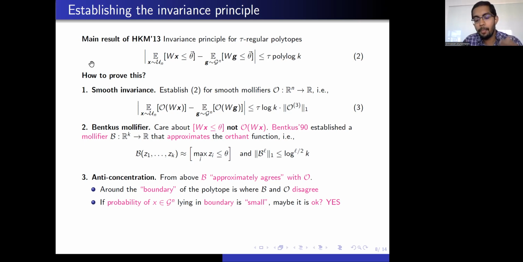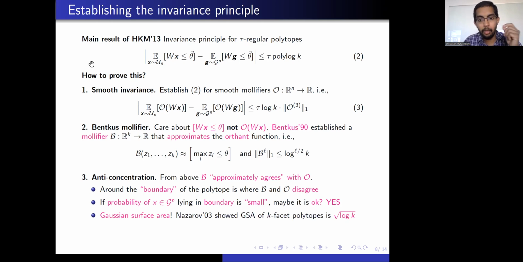And this is kind of like asking, is the Gaussian surface area of the polytope small? Intuitively, the surface area is kind of measuring the size of the boundary of the polytope. And they ask, does the surface area under the Gaussian measure, is it small for a polytope? Again, they use the seminal result of Nazarov in 2003, who showed that the Gaussian surface area of a k-facet polytope on R^n is actually square root of log k. It's independent of n.